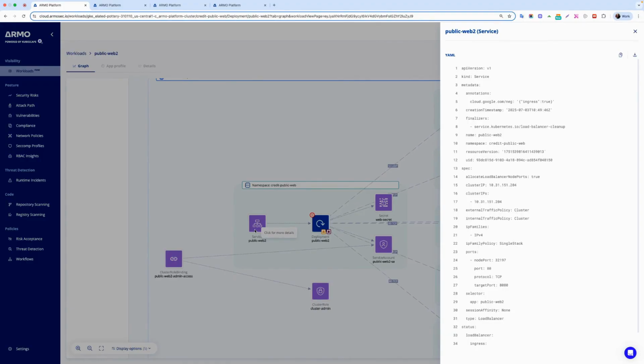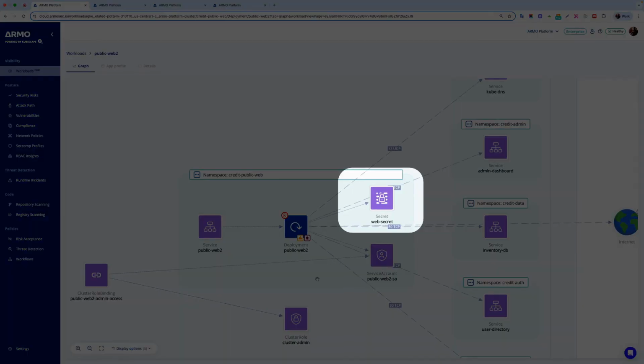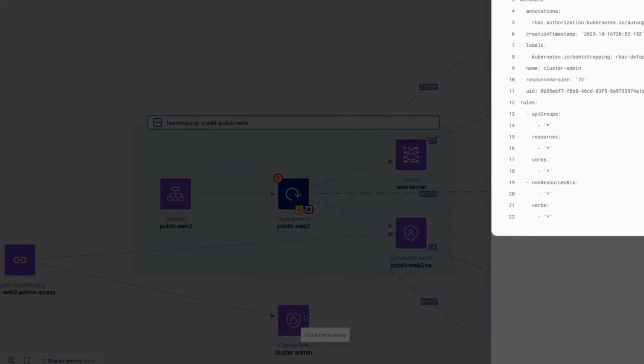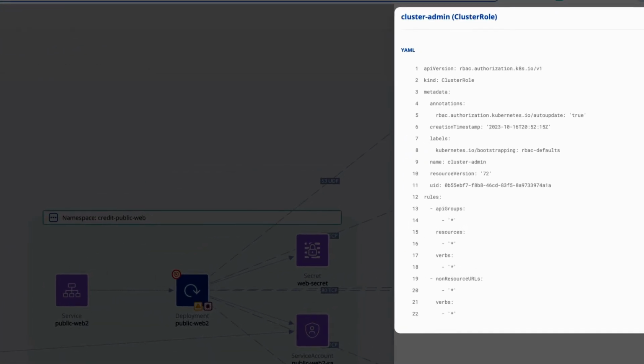Knowing which workloads are accessible from the internet is crucial for secure design, patching, and hardening efforts. Workloads with access to sensitive resources, like secrets, service tokens, or privileged cluster roles, can escalate to broader breaches if compromised. Mapping these resource attachments helps identify hidden risks and enforce proper isolation and access control.